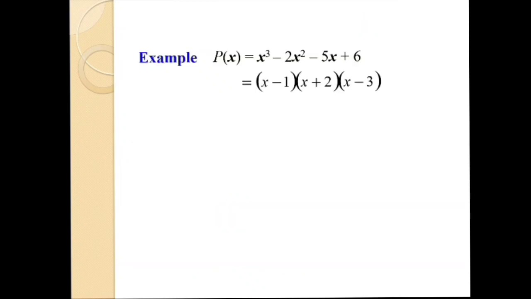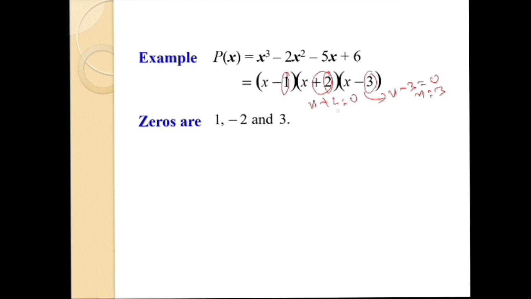As an example, if we have x cubed minus 2x squared minus 5x plus 6 as our polynomial, we can factorize this polynomial and you get three linear factors, (x minus 1)(x plus 2)(x minus 3). Then the zeros are the numbers, only the numbers, which will make this polynomial 0, which is 1, negative 2, and 3. How did we get these zeros? It's just by equating each of these factors equal to 0, like this.